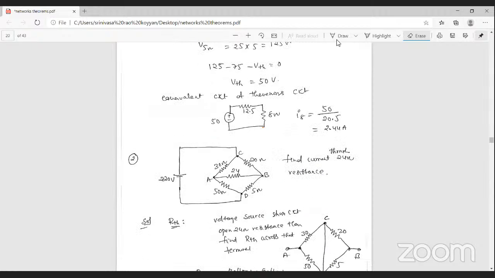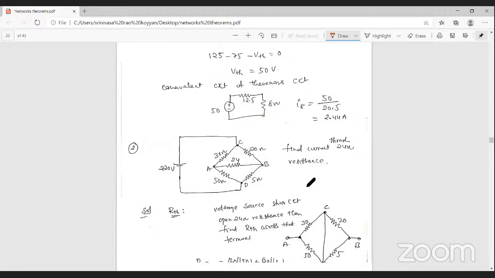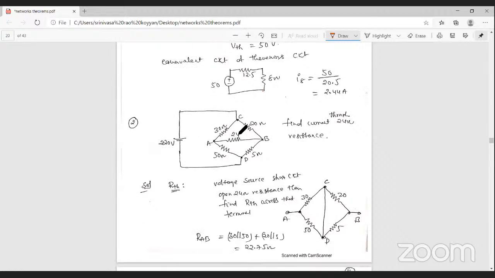Okay, next sum, problem number 2 here. Here one bridge circuit is there. To find out the current passing through the 2 ohm resistance by using Thevenin's theorem. This network has only independent sources. That is case 1 problem. So by using case 1 problem, you can solve the current passing through the 2 ohm resistance, 24 ohm resistance.